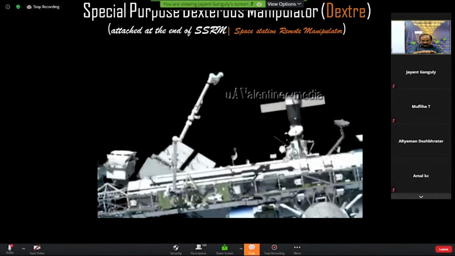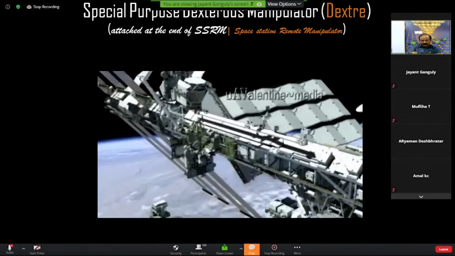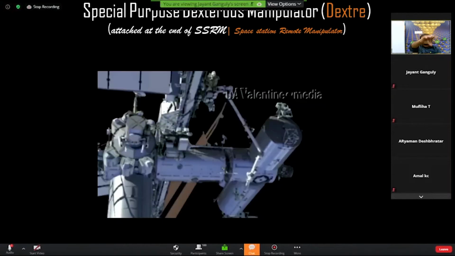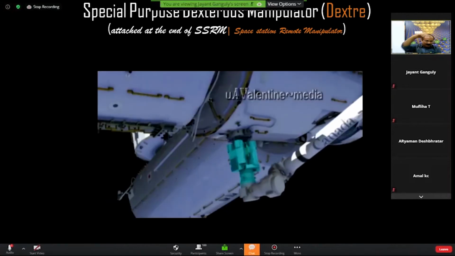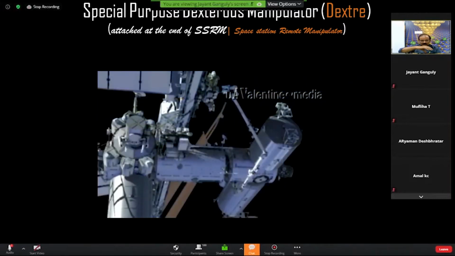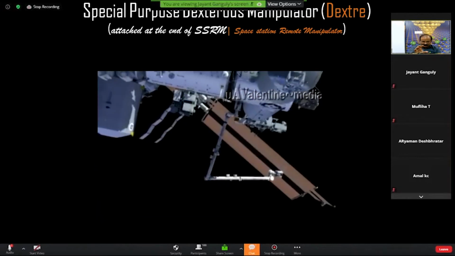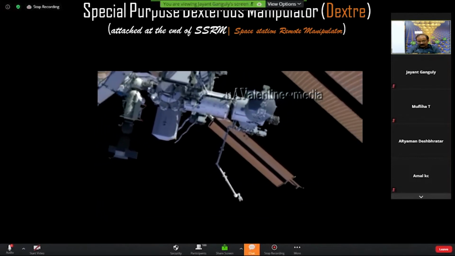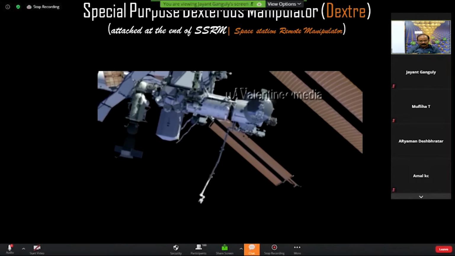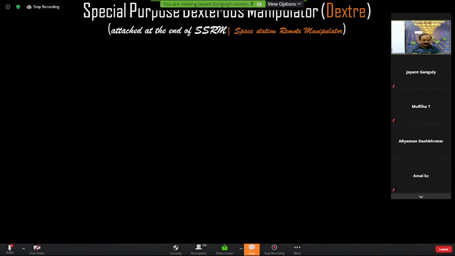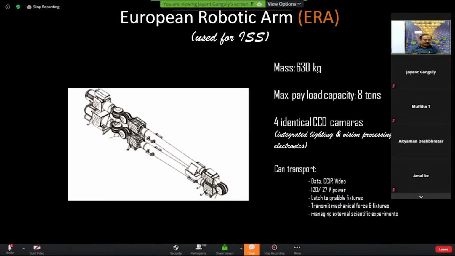You can see how this particular arm is moving, and ultimately how it is delivering the cargo from the spacecraft which has come to the International Space Station, where it is using its arm for delivery of these goods. You can see the different types of detectors, sensors, and movements of the arm. All these things show how this robotic system was used for aiding the astronauts in various types of missions. Next to that, we have the development of the European robotic arm.